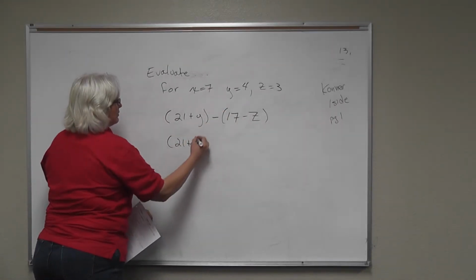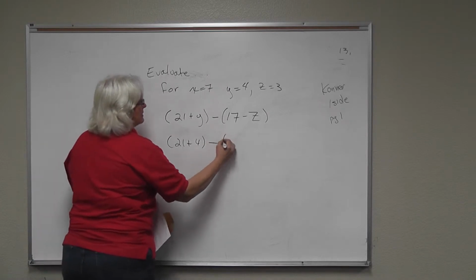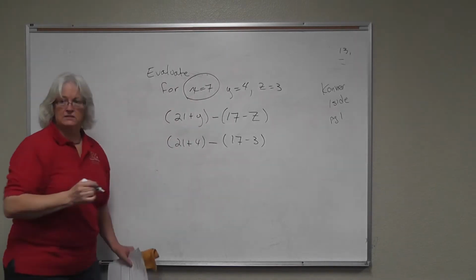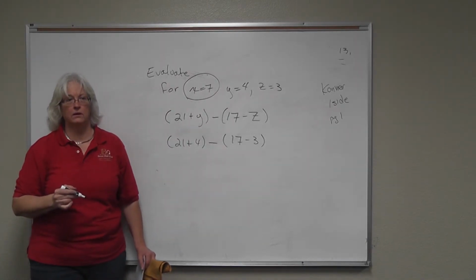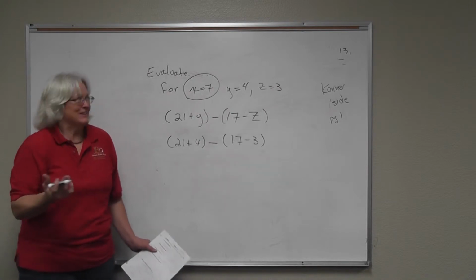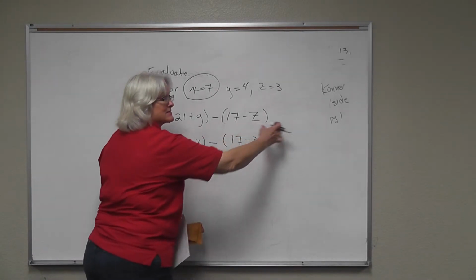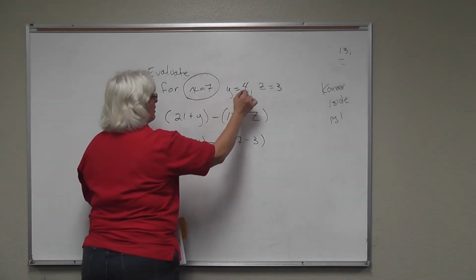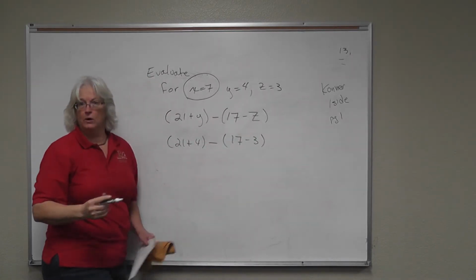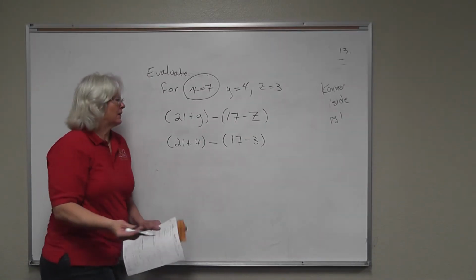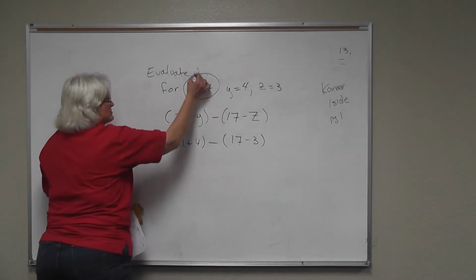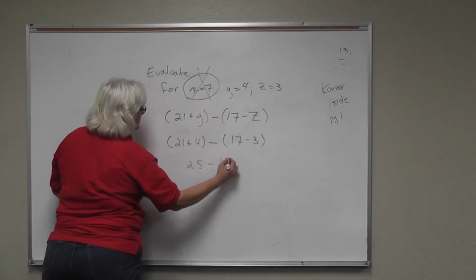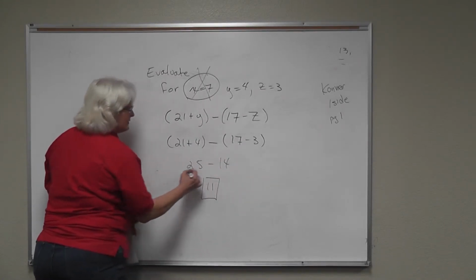21 plus Y is 4 minus 17 minus 3. What are we going to do with that X is 7? Where's it go? It just stays there. You don't have an X. And that's what trips people up. Sometimes you think, well, if it says X and Y and Z, then I have to have an X. Well, you don't substitute for X if it's not there. You never had it. If it's not there, you just don't have to use it. 21 and 4 is 25 minus 14. Your answer is 11. Okay?